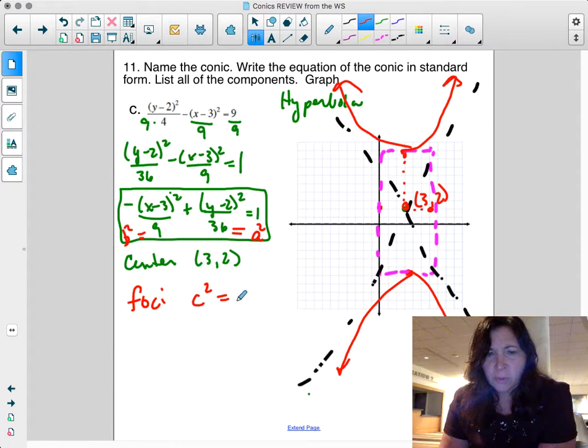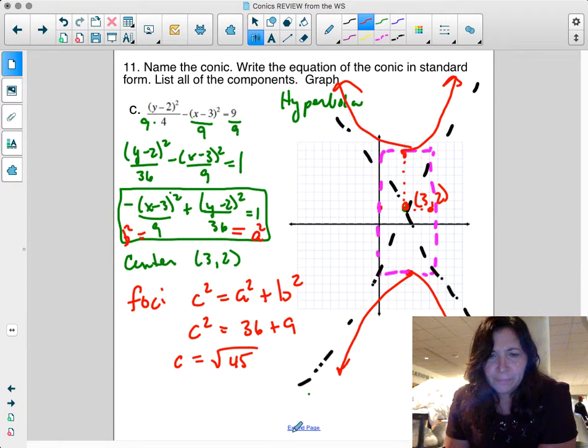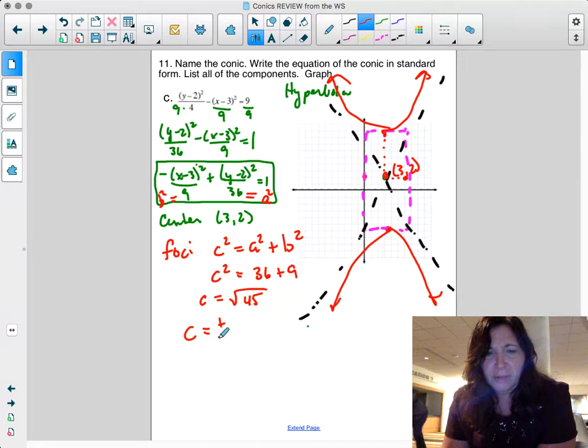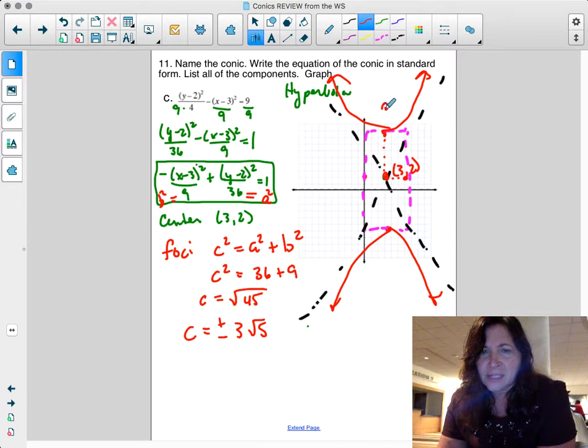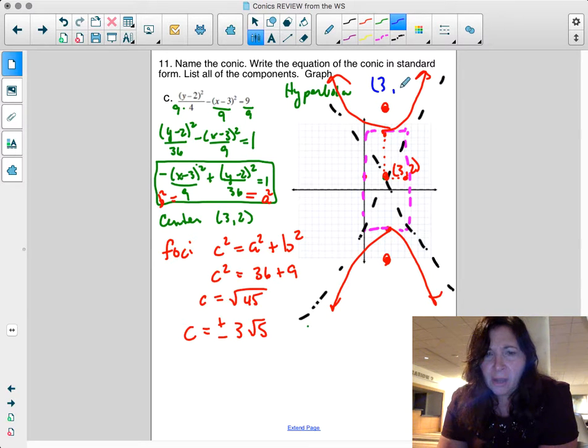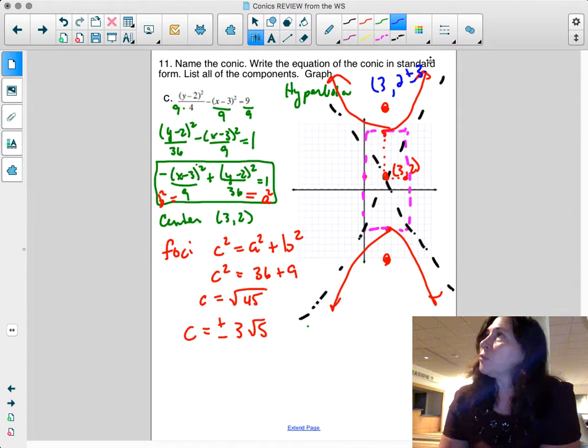So anyway, you have foci, or focal points, that are going to be found using this equation, c squared equals a squared plus b squared. So you're going to have c squared is equal to 36 plus 9. So c is equal to the square root of 45, which is the same thing as saying plus or minus 3 root 5. So from 3, 2, because they are on the y-axis, my focal points will be inside the hyperbola right here.